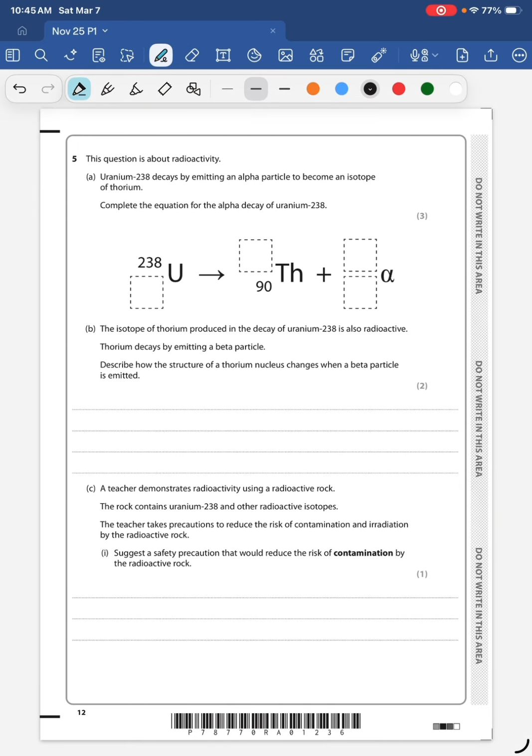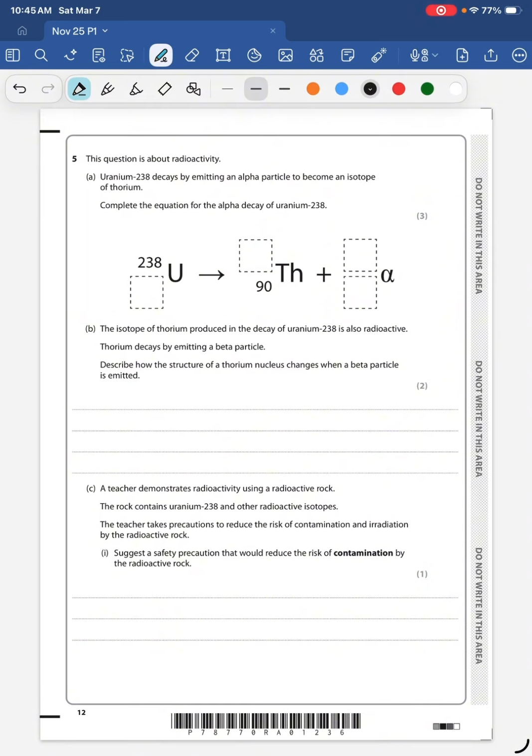Probably my most favorite in the test, because if you read my channel's description, I have a PhD in nuclear physics and I really love these things. So let's move on. This question is about radioactivity. Uranium-238 decays by emitting an alpha particle to become an isotope of thorium. Complete the equation of the alpha decay of uranium-238.